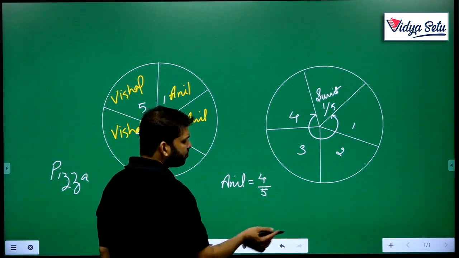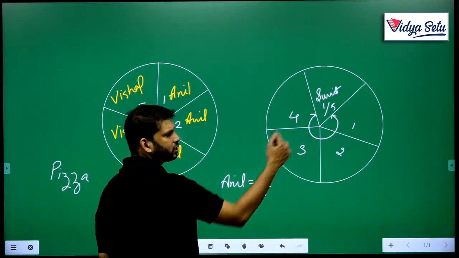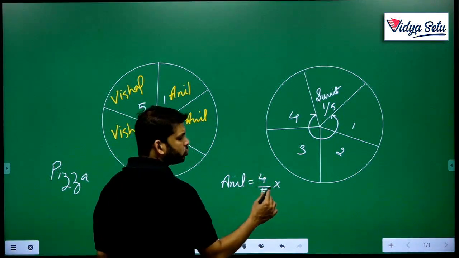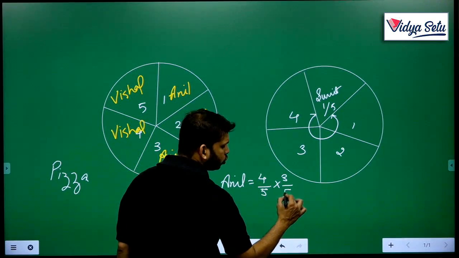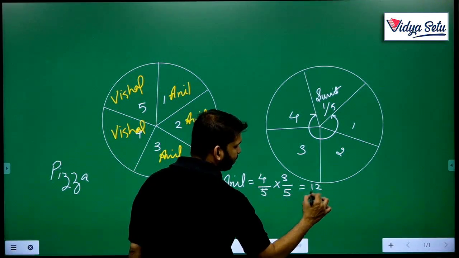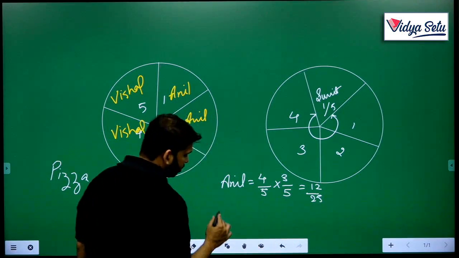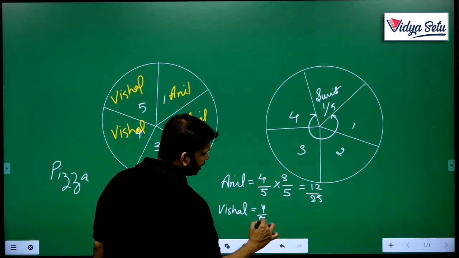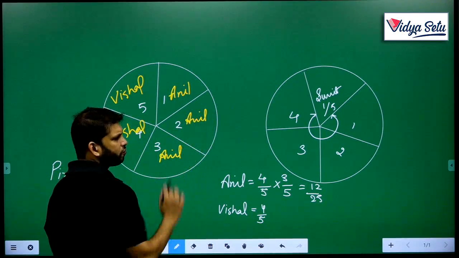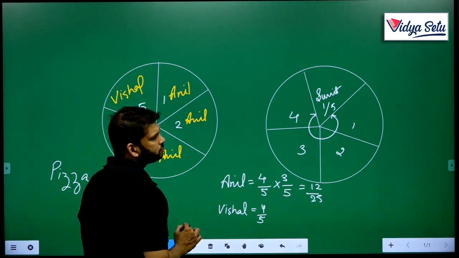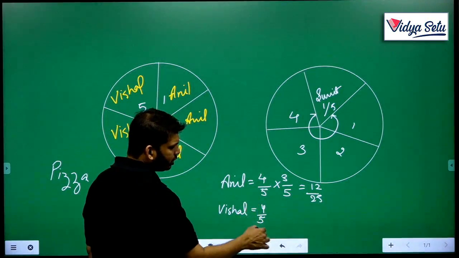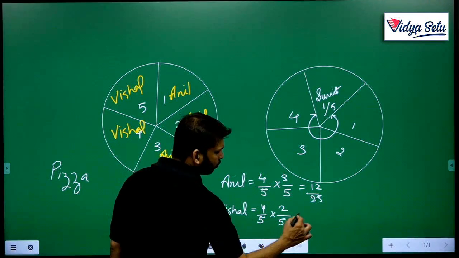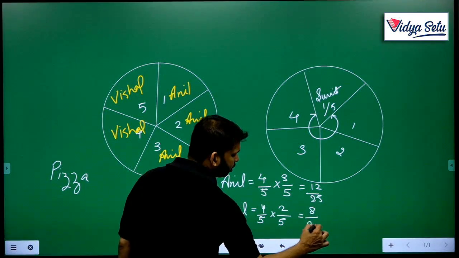So out of 4 upon 5, will he get the entire 4 slices out of 5? No, he will not get. He'll get in his old profit sharing ratio. So he'll get 12 upon 25. Vishal will also not get the entire 4 upon 5. Entire pizza is out of question because 1 upon 5 is being taken by Sumit. So the remaining 4 upon 5 he will also get in his old profit sharing ratio, 8 upon 25.